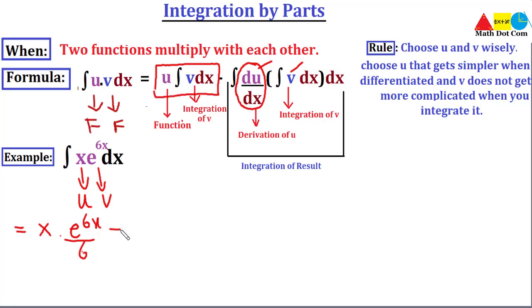Then we have minus and then the integration sign, and then we have to take the derivative of u. It means the derivative of x, which is 1. Then we have to find the integration of v. The integration of v we have already found at the start of this formula, that is e raised to power 6x over 6. So I will not write the integration of v again. I will just write directly e raised to power 6x divided by 6, because I have already found the integration of that function, and dx.